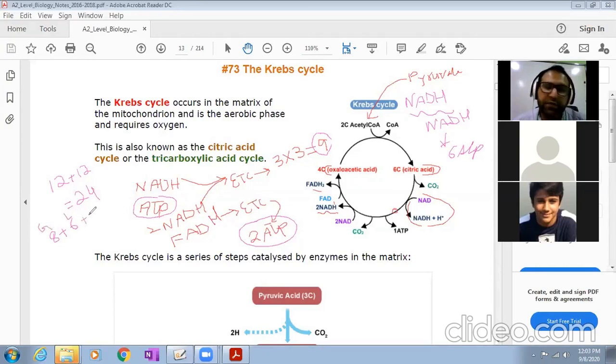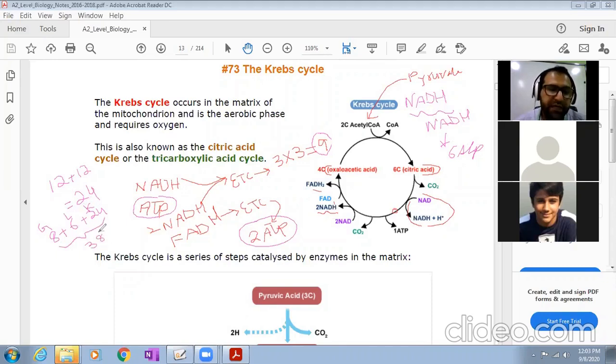And how many did we get from the Krebs cycle? 24. Very good. Don't be in doubt, 24. So the total number of ATPs that we got by the oxidation of the glucose molecule, I will put it here. So total number, how many? Count it. 38. Very good. Correct. 38, right?